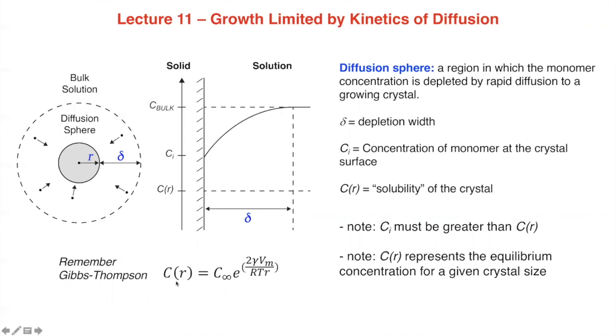Remember, the Gibbs-Thomson equation tells you the equilibrium concentration of solutes for a given radius. The solubility of the material is size dependent. If you have a large object, then solubility is equal to the bulk solubility, which is this C infinity here. I should have used the same nomenclature. This is the bulk solubility. And the smaller the crystal gets, the more soluble it becomes.